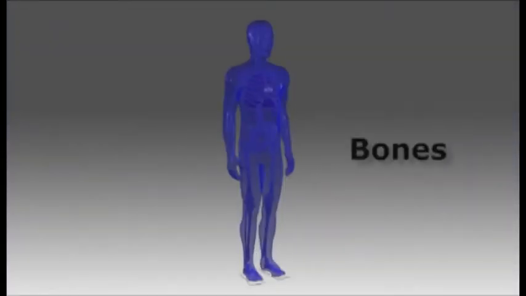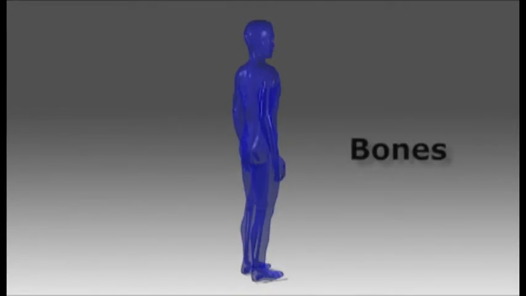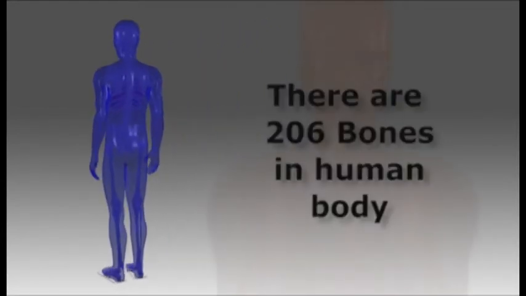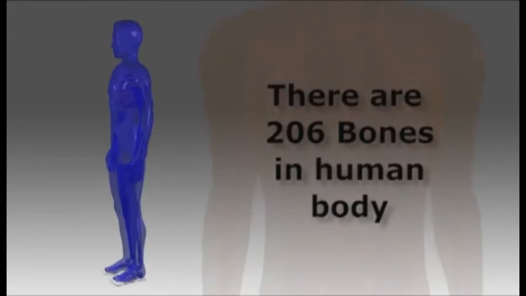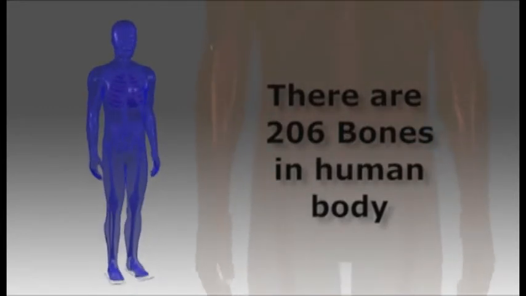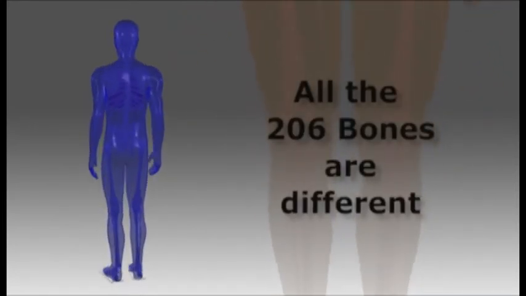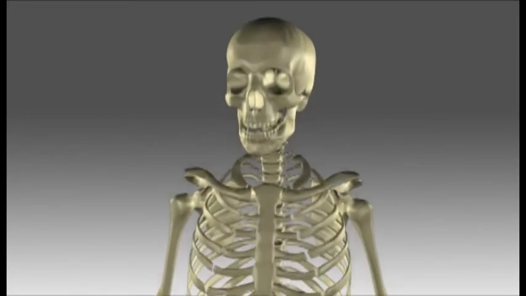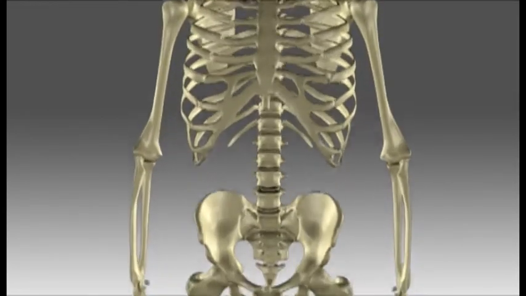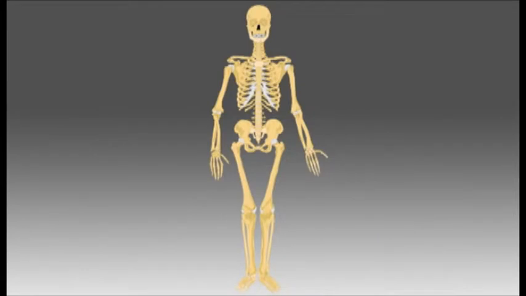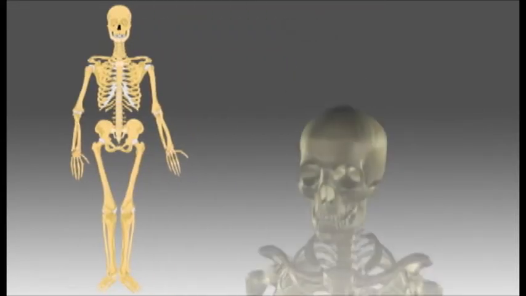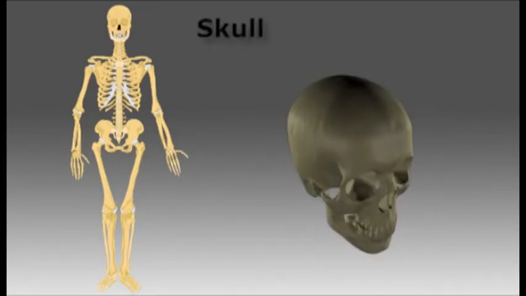Now, talking about the bones, do you know how many bones do we have? There are 206 of them. Not all the 206 bones are of the same type. They are all different and perform various functions. Therefore, our skeleton can be divided into different parts based on their functions. There is the skull, the ribcage, the backbone, and the limbs. Let's see their functions.